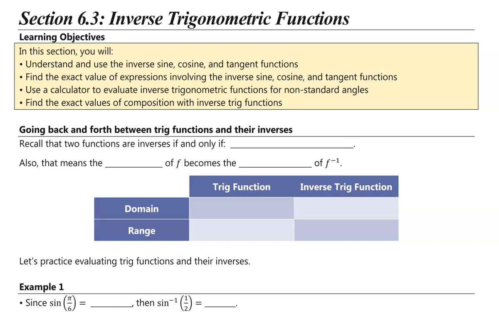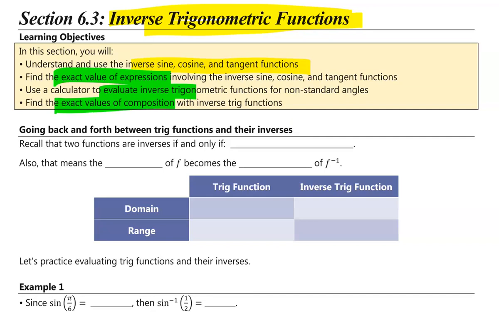Section 6.3 Inverse Trigonometric Functions. In this section, you will understand and use the inverse sine, cosine, and tangent functions. Find the exact value of the expressions involving the inverse sine, cosine, and tangent functions. Use a calculator to evaluate the inverse trigonometric functions for non-standard angles, and also find the exact values of composition with the inverse trig functions.